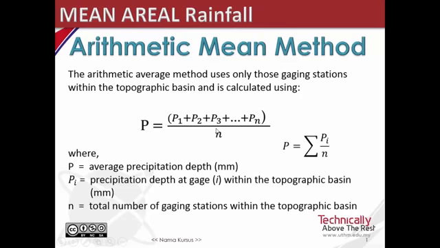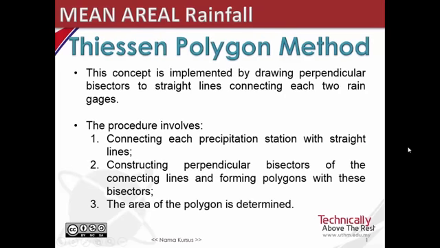Another method for calculating average precipitation is the Thiessen method. This technique has the advantage of being quick to apply for multiple storms because it uses fixed sub-areas. It is based on the hypothesis that for every point in the area, the best estimate of rainfall is the measurement physically closest to the point. This concept is implemented by drawing perpendicular bisectors to straight lines connecting each two rain gauges. This procedure is not suitable for mountainous areas because of orographic influences.